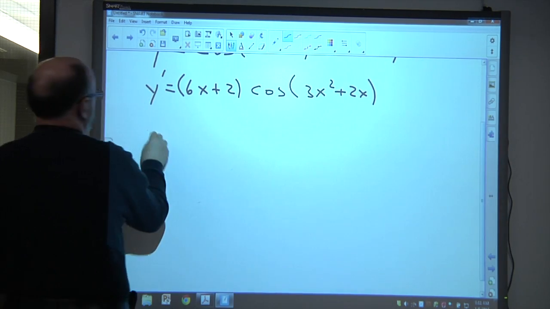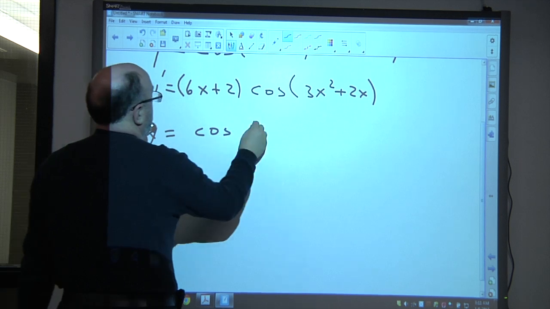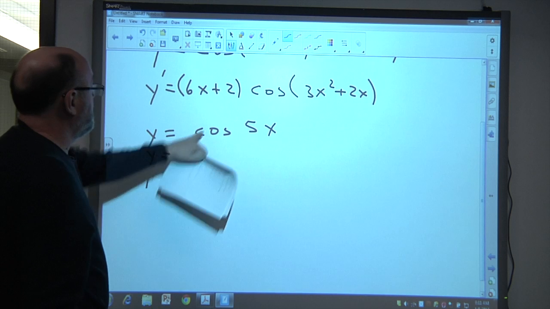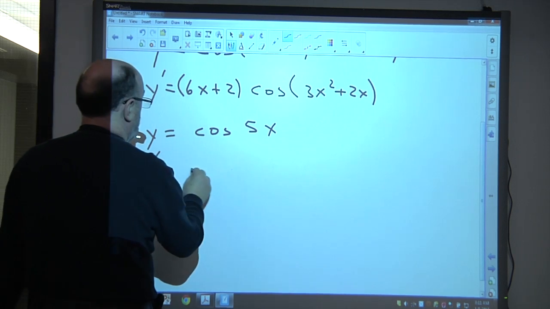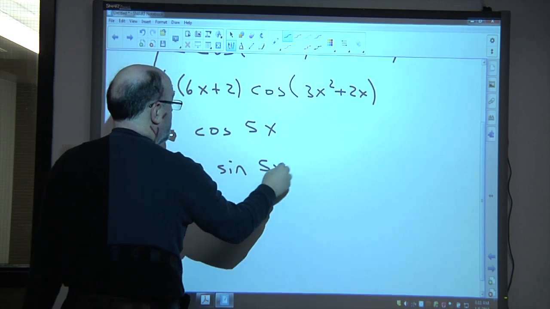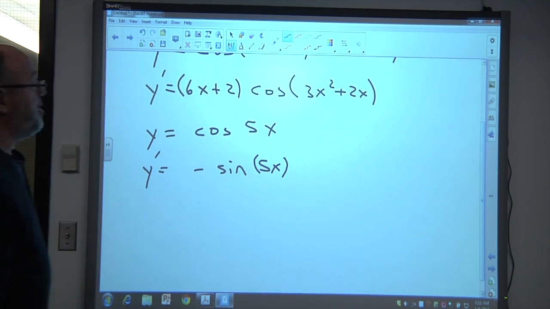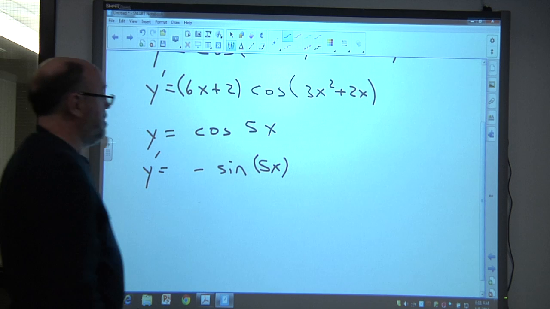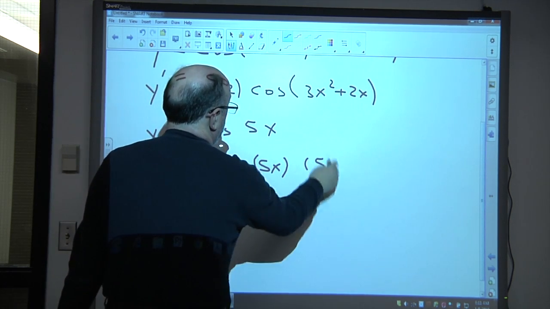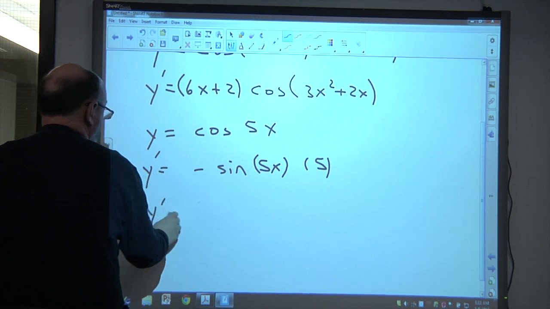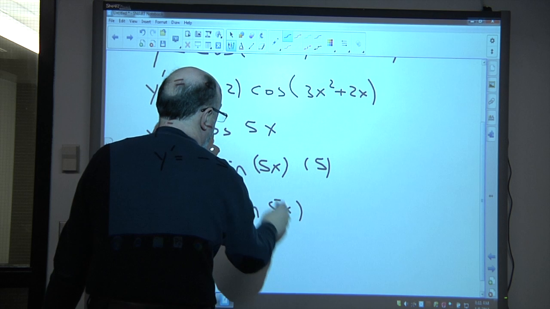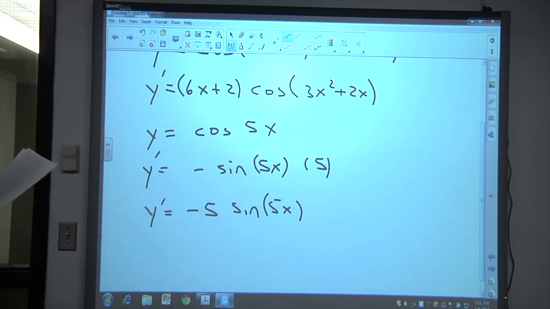A couple other examples of how this works. So y equals cosine of 5x. Well, the derivative of cosine is negative sine. Keep the angle the way it was, which is 5x. And then the derivative of 5x is 5. Right? And then to simplify this, it would become this.